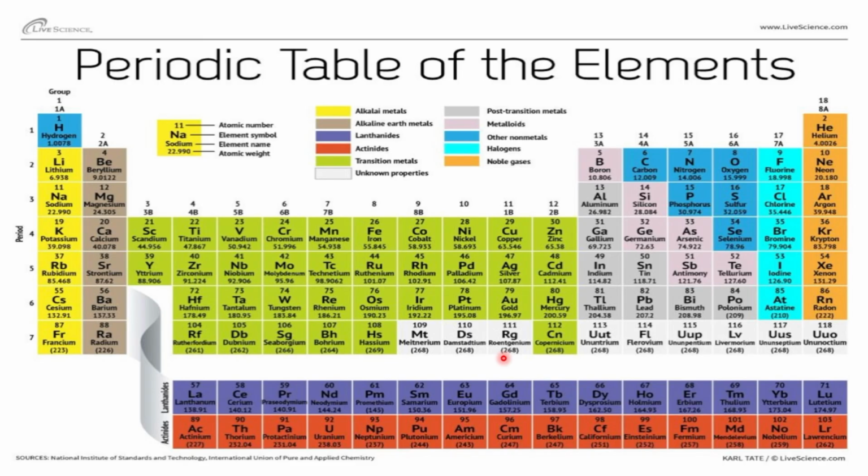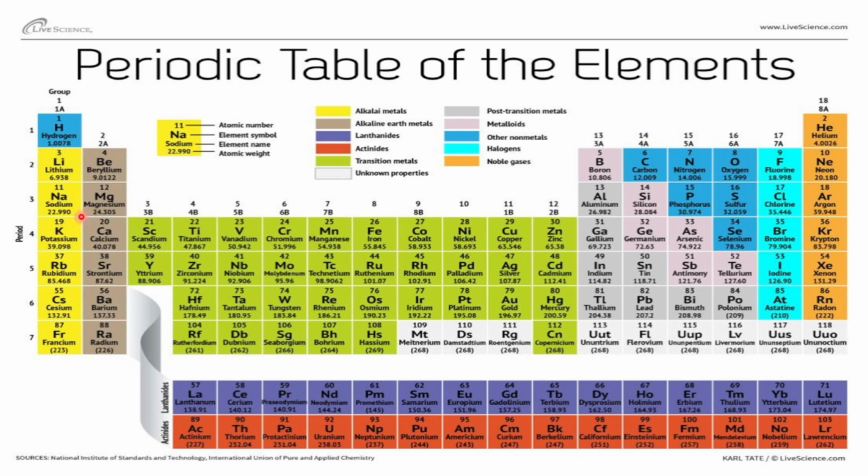This is the modern periodic table, which consists of 118 elements. I have already discussed this periodic table in earlier videos; you can check that. In brief, these rows are the periods. There are 7 rows in the periodic table, so that's why they are called 7 periods.